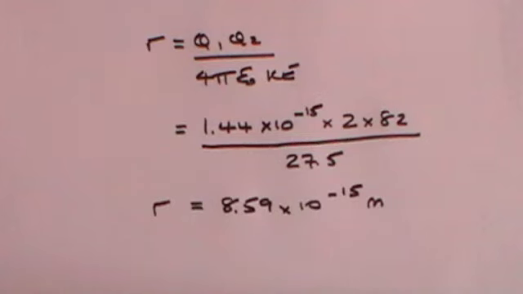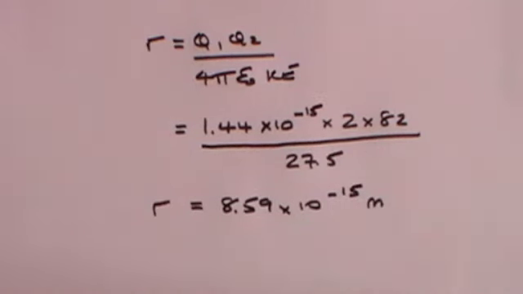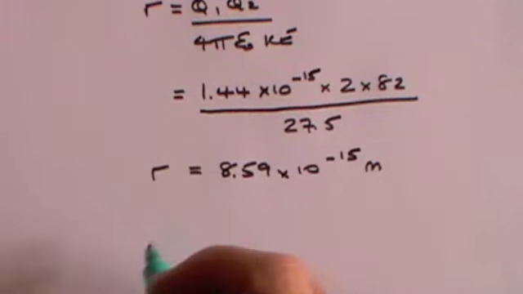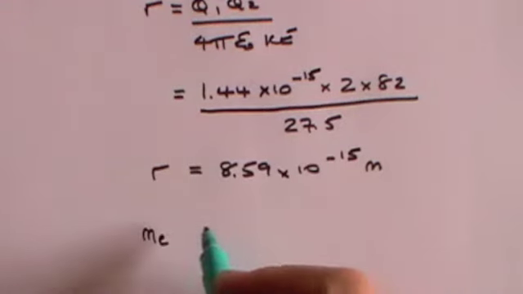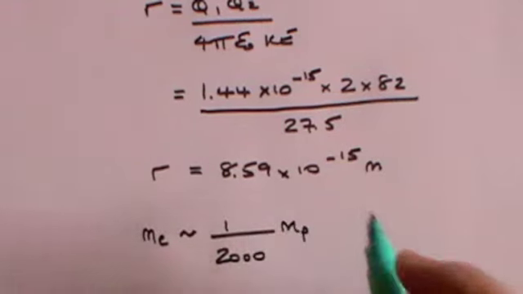Very, very small nucleus. And that is about as far as you can go with alpha particle scattering in order to determine the radius of a nucleus. What gives you much more information, not only about the nuclear radius but also about the nuclear structure, is electron scattering. Now the point about an electron is that its mass is very, very much less than the mass of a proton or the mass of an alpha particle. The mass of an electron is very approximately 1/2000th of the mass of a proton.